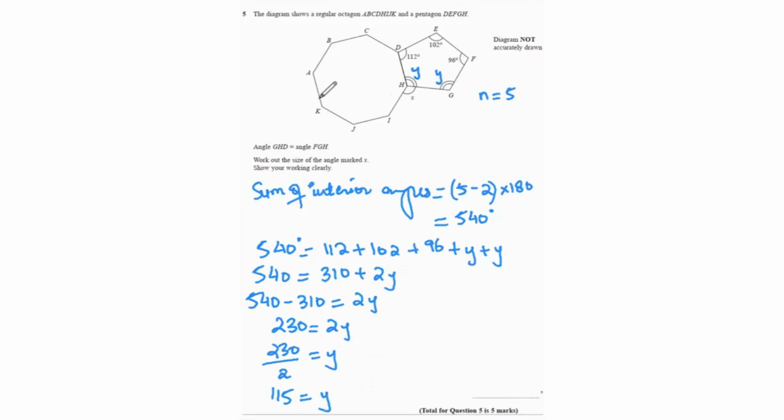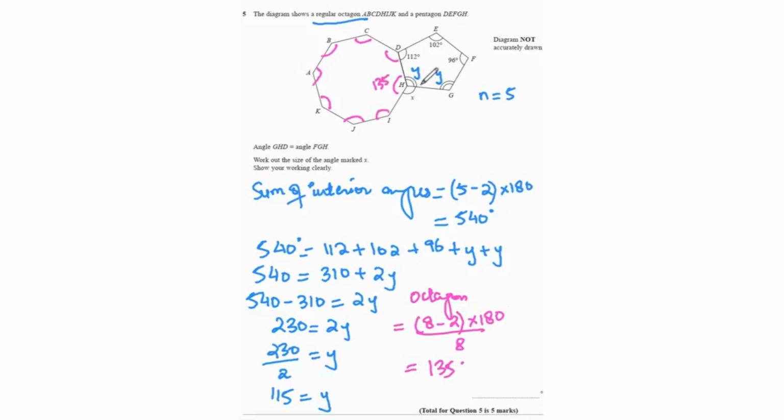Now the octagon, it said it's a regular octagon, which means all of the interior angles are going to be the same. So these angles are equal to each other. So we need to find each interior angle value for the octagon. So for the octagon, we will do (8 minus 2) times 180 over 8. That is going to give us 135 degrees. So this is 135.